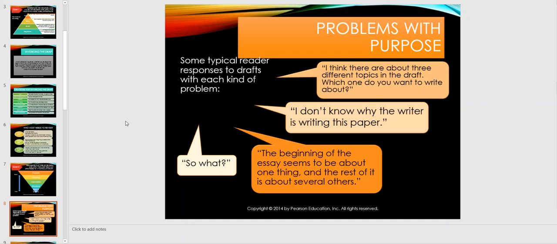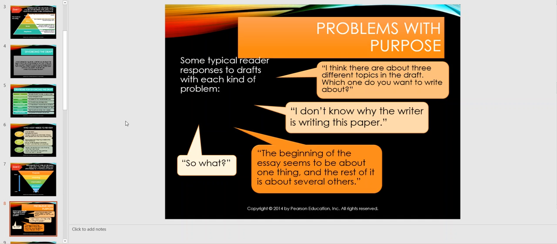The beginning of the essay seems to be about one thing and the rest of it is about several others. That means staying focused. If I write a comment in your essay draft about being focused or you're drifting, this is exactly what I'm referring to. I don't know why the writer is writing the paper. And when you get this kind of comment, or I make this type of comment in your draft, that means you failed to establish the main point. I don't understand why. If you're just regurgitating information, where is it going and what is it doing?